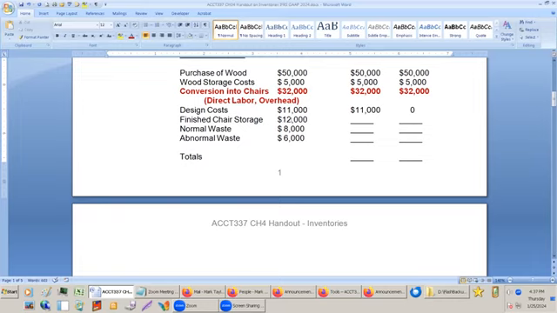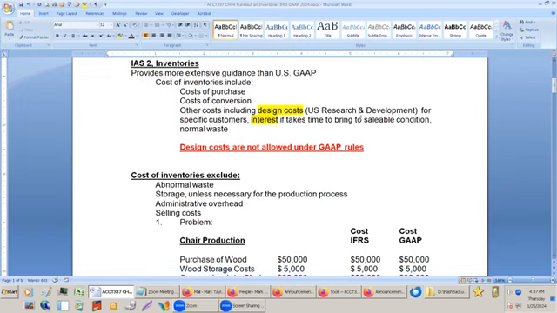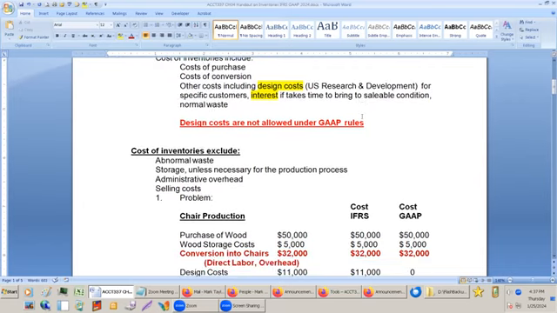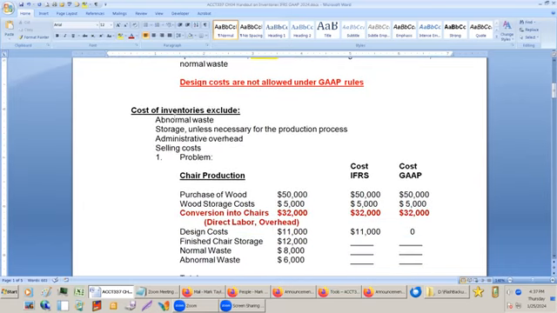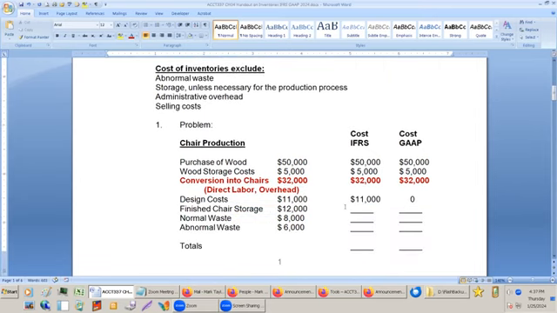Finished chair storage. Generally, that's not going to be in either one of them. Storage costs are excluded unless it's necessary for the production process, and finished goods are not the production process. They're already finished. Okay, so this will be 0 for both of those.